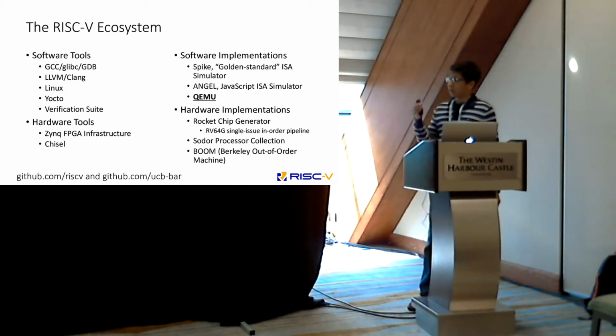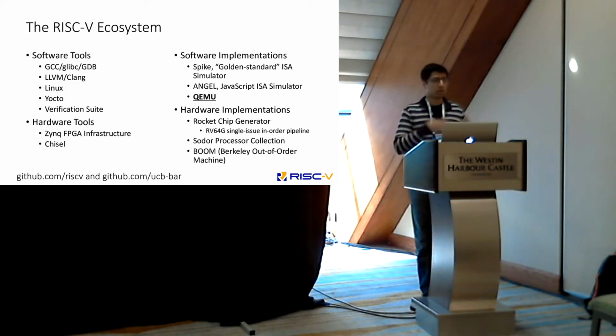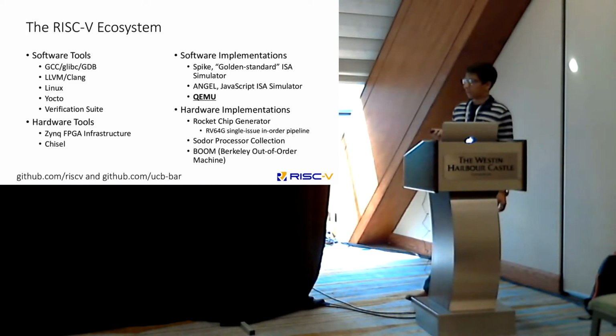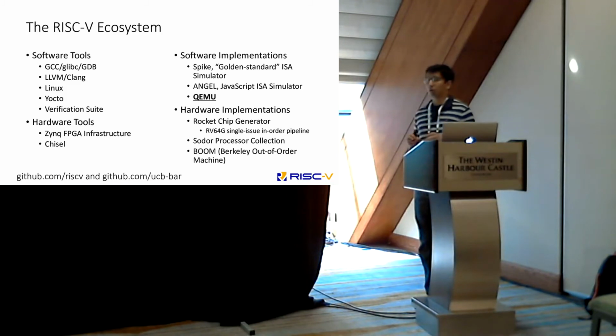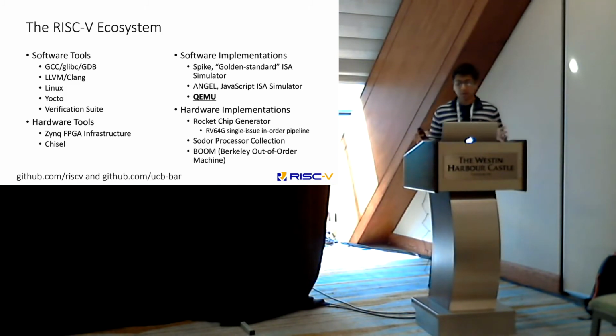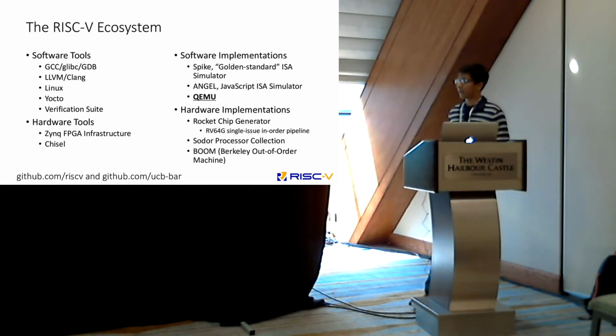I'll quickly go through the hardware we have. So we have some FPGA infrastructure if you want to buy an FPGA and put your own RISC-V cores on there. I'll talk about Chisel in a couple of slides, so I'll skip that for now. In terms of software implementations, we have Spec, which is our golden standard ISA simulator. The reason we call it golden standard is that Spec is written by the same people that write the specs for the ISA. As a result, you can run against it and say that if Spec does something, you're allowed to do it. And that's how we do some testing, and I'll talk about that towards the end.